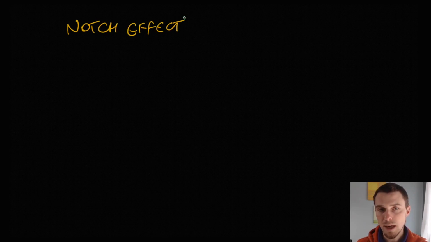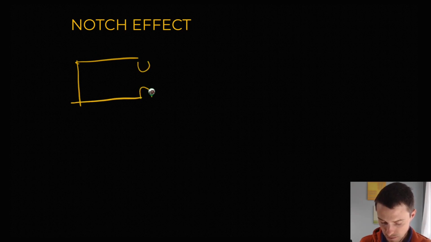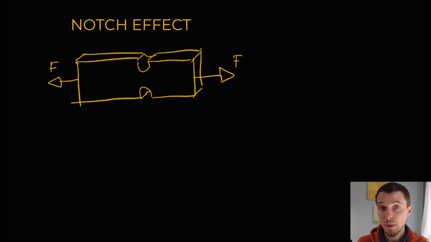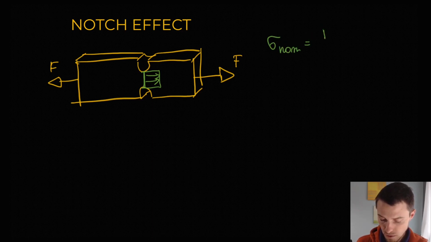The idea behind the notch effect is that if you have a component with a notch in it, take for example a straight component with a circular notch, and this is loaded in tension, and say this has a depth. The nominal stress if the notch wasn't there would be uniform. The nominal stress, which I'm going to call sigma nom, is the force over effectively the area that's left in between the notch and the material.